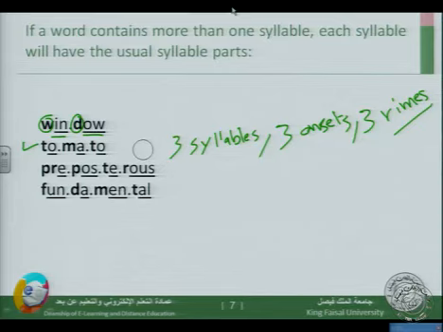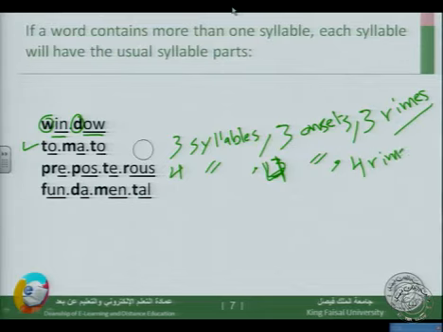Where's the rhyme? It comes after the onsets. Preposterous. How many syllables? We have 4 syllables. And how many onsets do we have? We have 3 onsets. And how many rhymes do we have? Actually, we have 4 onsets, sorry. And how many rhymes do we have? We have 4 rhymes.